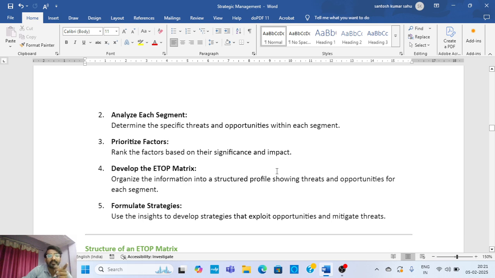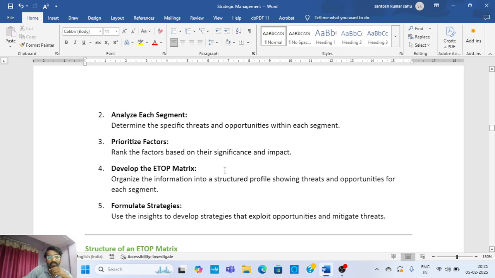Then analyzing each segment, what we discussed about each segment में जो जो describe हो गया, like market, technological, economical, political, right, to determine the specific threats and opportunities within each segment. इसमें क्या positive है and क्या negative है, each and every factor, each and every sector में हमको analyze करना पड़ेगा. Then in the third step, we rank the factors based on their significance and impact.